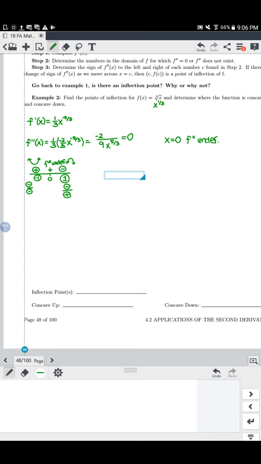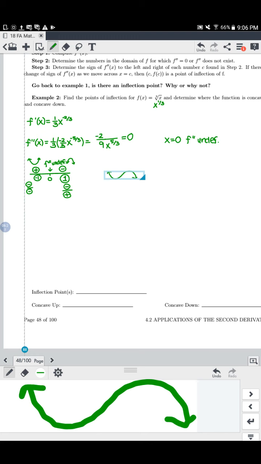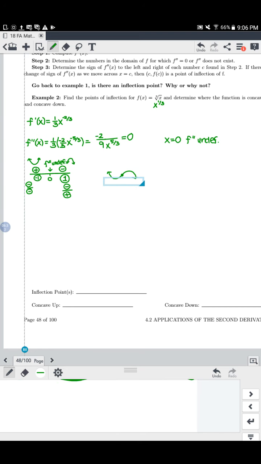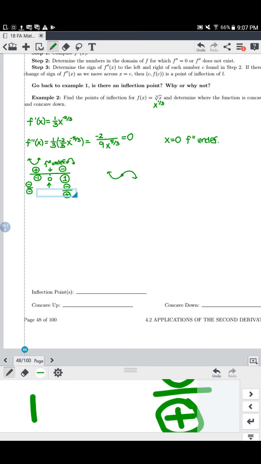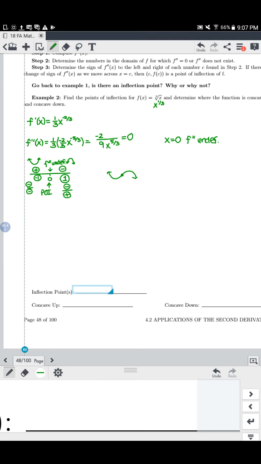So a rough sketch of what this looks like, it'd be concave up, switching to concave down, and wherever I'm in the middle of my concavity is where that second derivative is 0. So there's my x value of 0, located there. So I do have a point of inflection. It does make the second derivative 0 or undefined, in this case undefined, and I do change concavity.